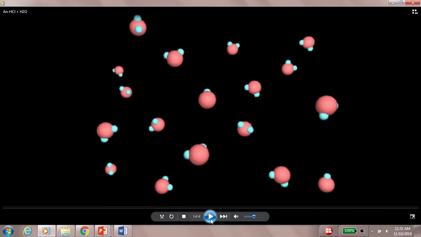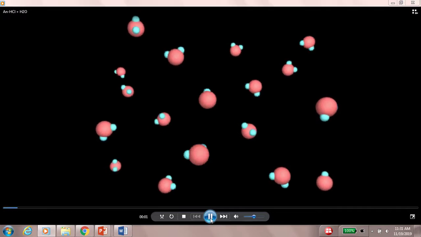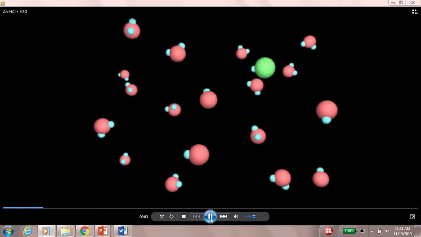What you see are water molecules, oxygen in red, hydrogen in light blue. And of course, in a real beaker of water, the molecules are touching, but the animator has separated them so we can see what's going on. Let's begin this, and we'll drop in some HCl molecules.